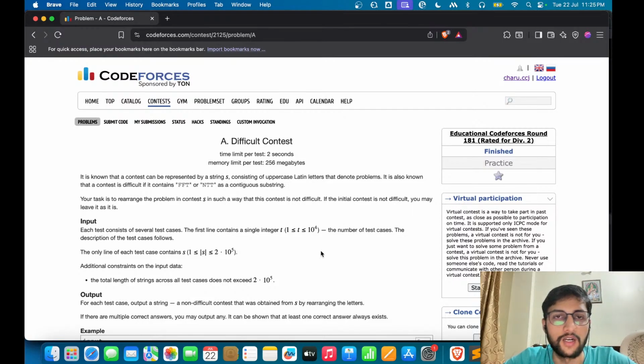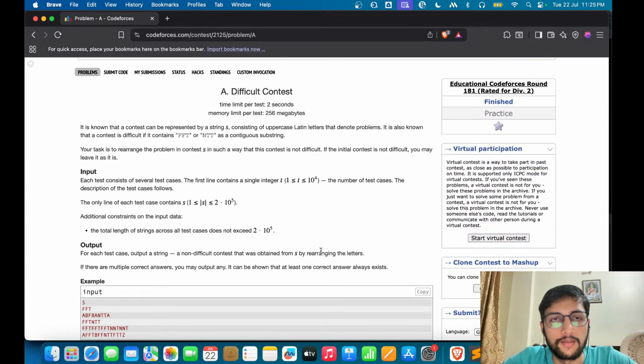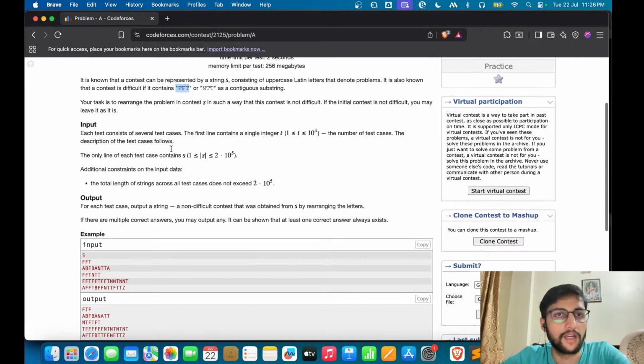The problem name is difficult contest, and the problem basically says that we are given a string S, and if the string S has one of these two patterns, so if it either has FFT or NTT as a contiguous substring, then the contest is termed as difficult. So if we can remove or eliminate these patterns from the string, then we have to do that, and we have to print the eliminated or the difficulty free string.